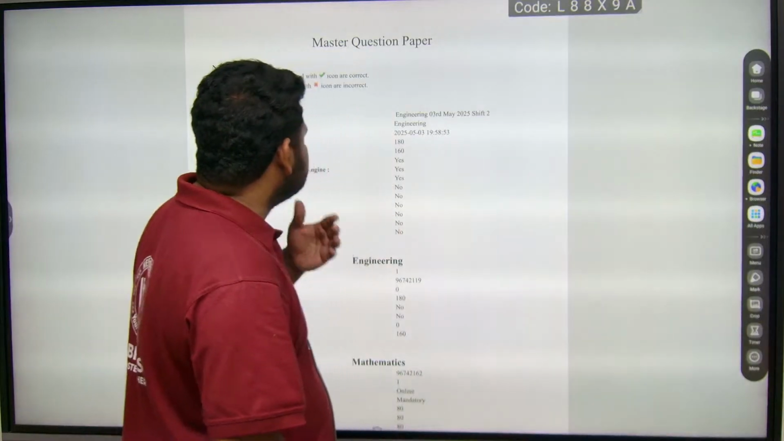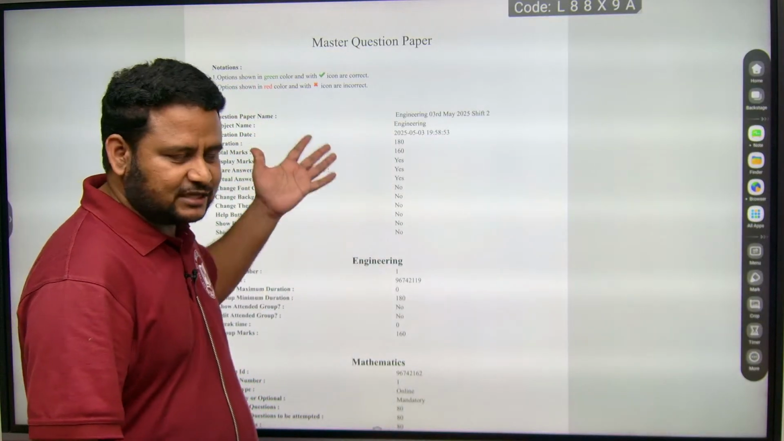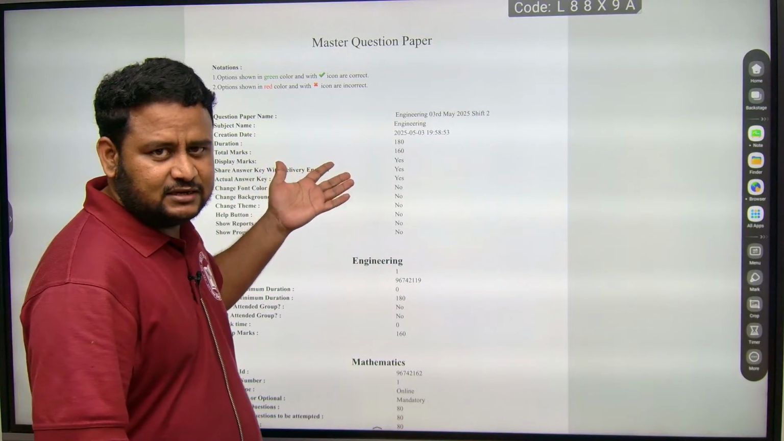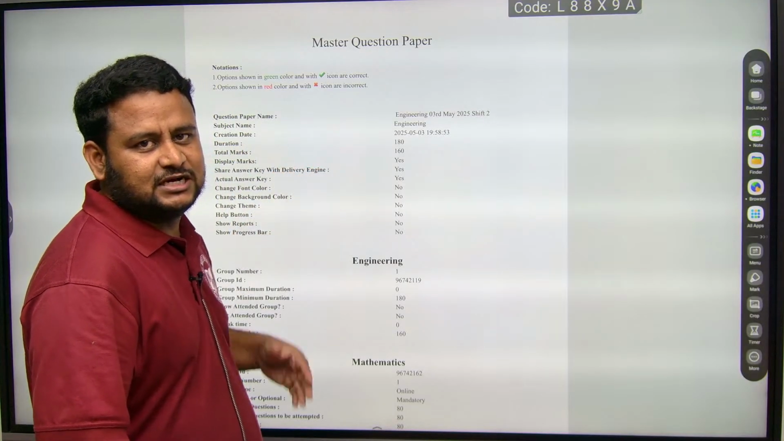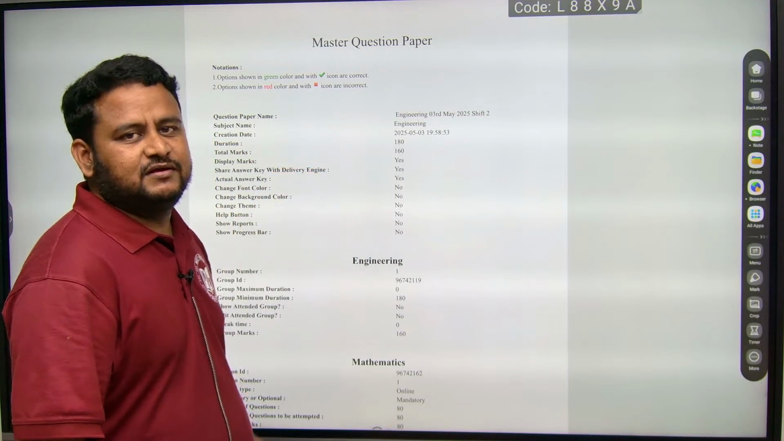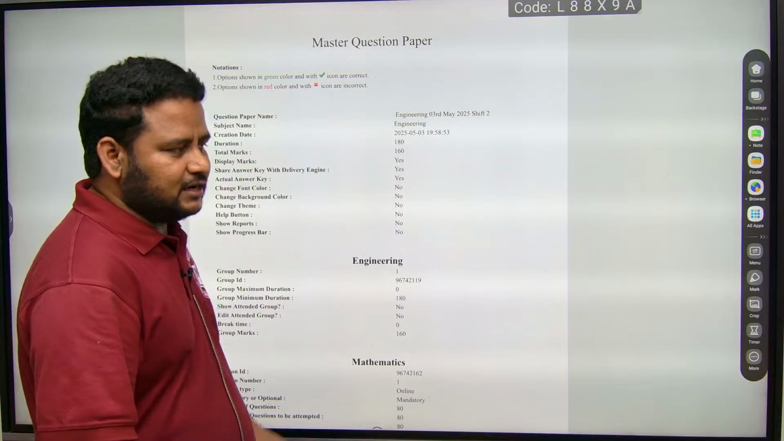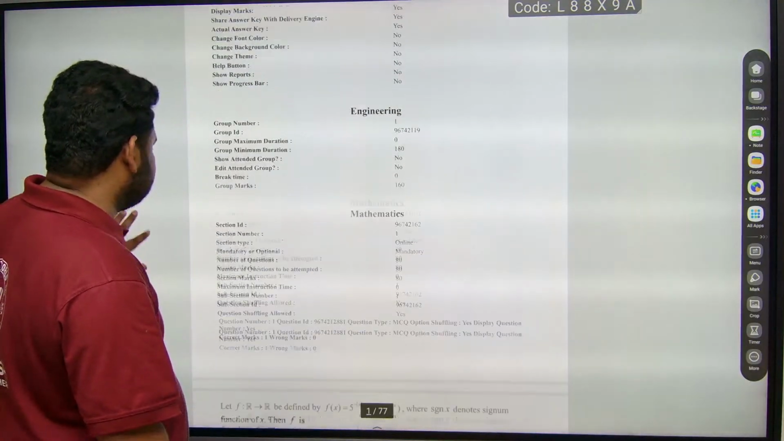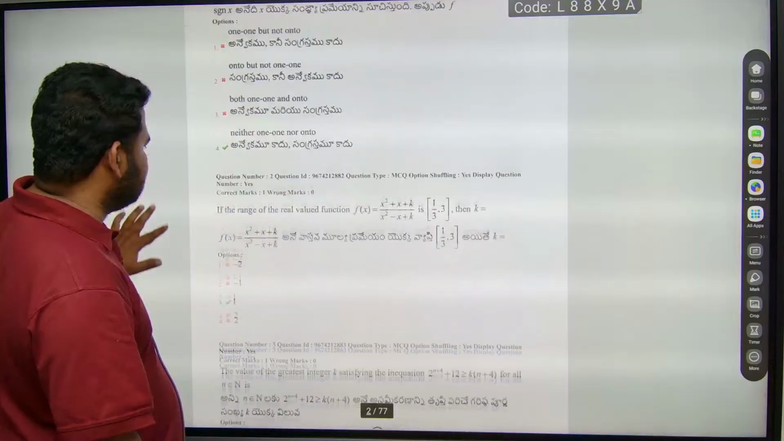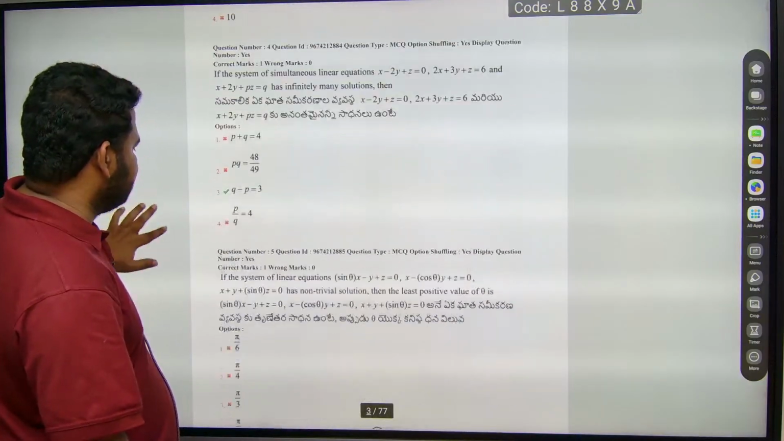This is the master question paper, the actual question paper that was held in 2025 TG EAPCET, in the last week of April and the first week of May. Let us have a look at these questions. We have solved up to 12 questions, I think. We will continue from there, friends.